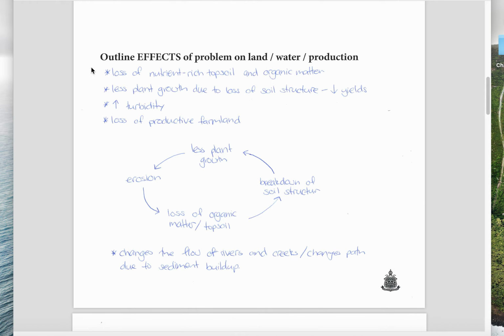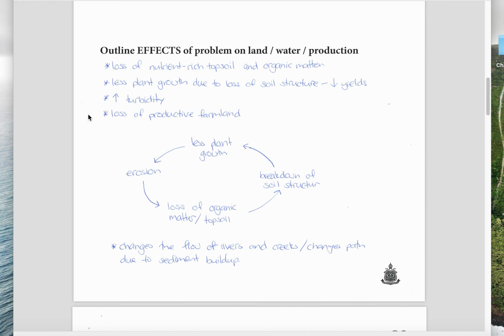So let's outline the effects of the problem on land and water production. There is the loss of the nutrient-rich topsoil and organic matter, which occurs in the top couple of centimeters. You get less plant growth due to loss of soil structure, which is obviously decreasing your yields. You get increased turbidity in the waterways, and if you're using that as irrigation, that's bad. It can cause lots of problems with pumps and just the water quality as well.